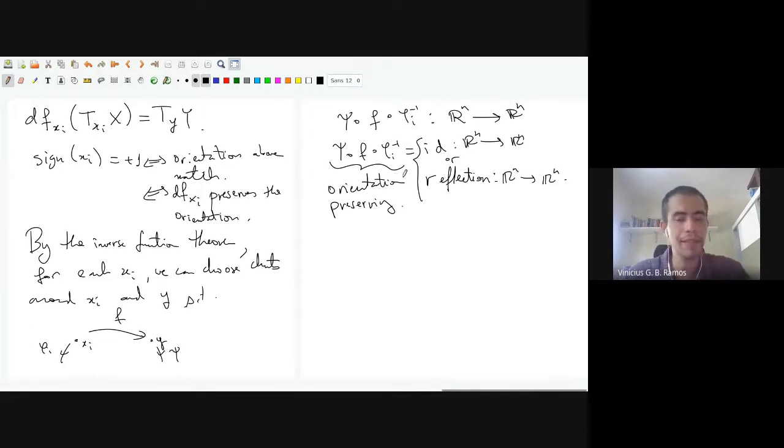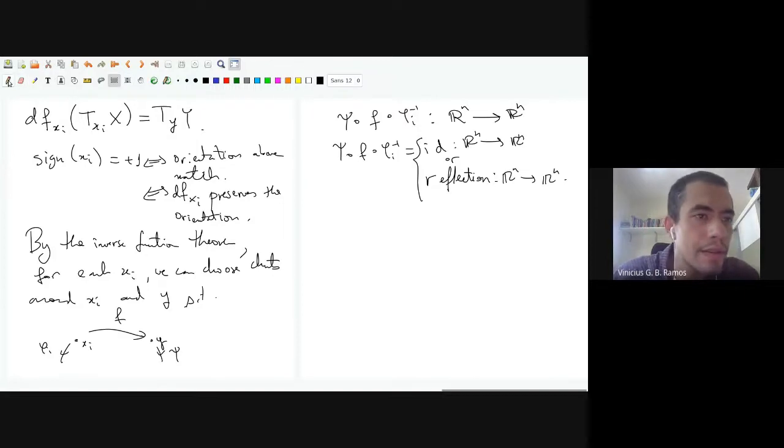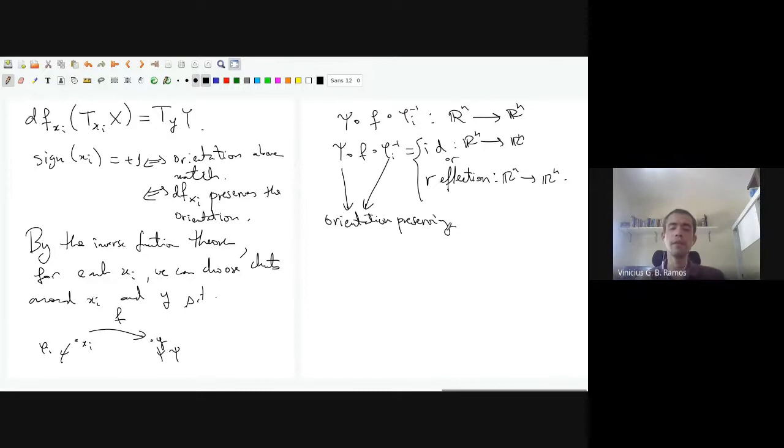What I mean to say is that I want the two charts to be orientation preserving, which means that in general, if df reverses the orientation, then I'm not going to be able to get to the identity. I'm going to get the reflection, because the composition of orientation preserving maps is orientation preserving.